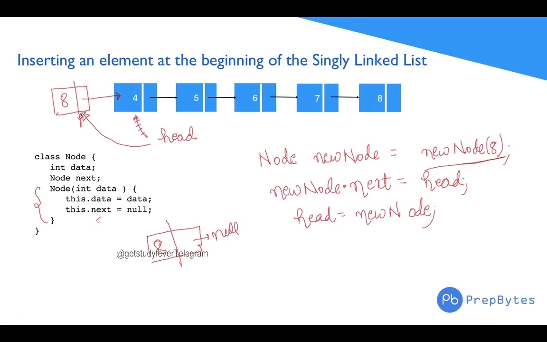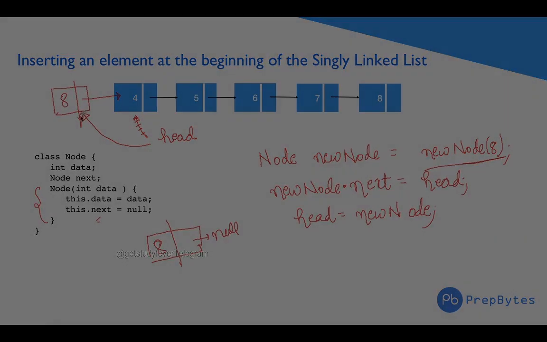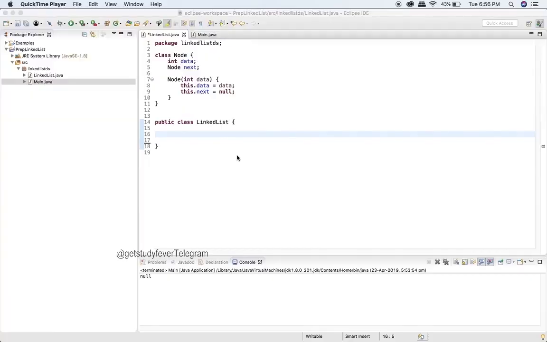And what happens when head is null. So let's go and see that. Let's see how to write the code for inserting an element at the beginning of the list.